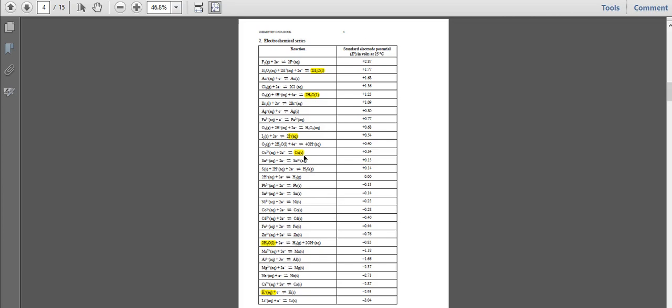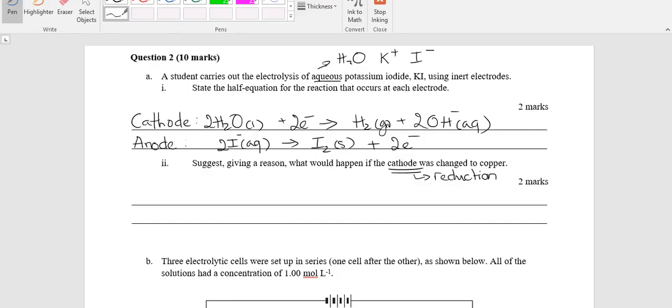However, if copper is the cathode, it cannot undergo oxidation at all because electrons are being pumped into the cathode during electrolysis. There is no way this copper can donate or lose electrons. So if copper is the cathode, it cannot compete with other reducing agents. So nothing will happen. Some people got the mark because they identified that. Nothing would happen.